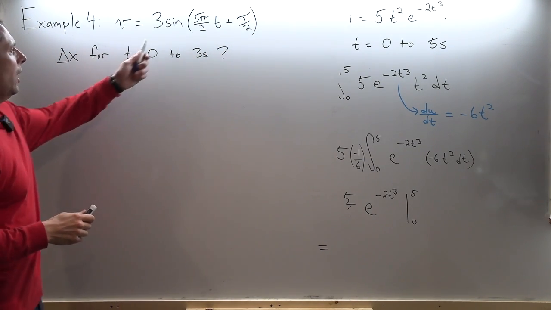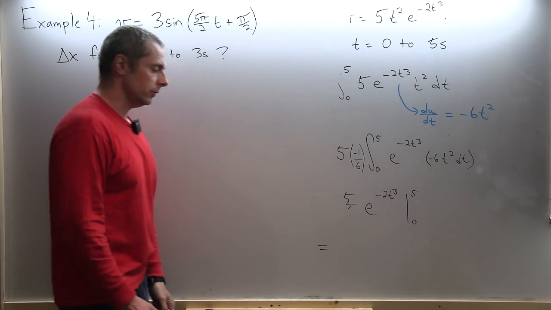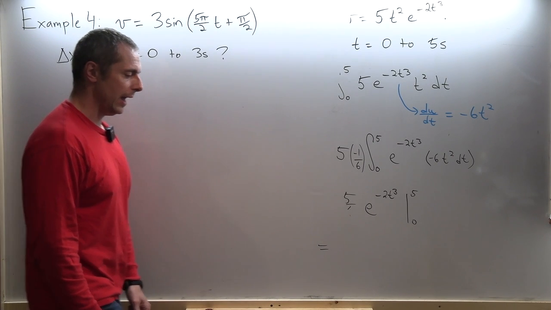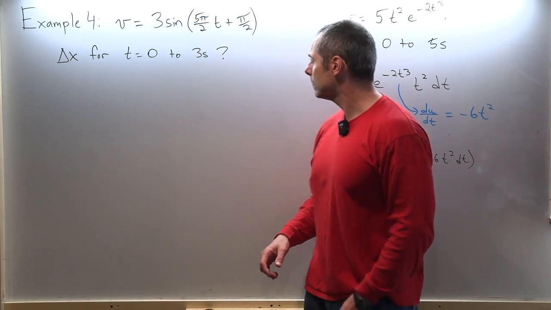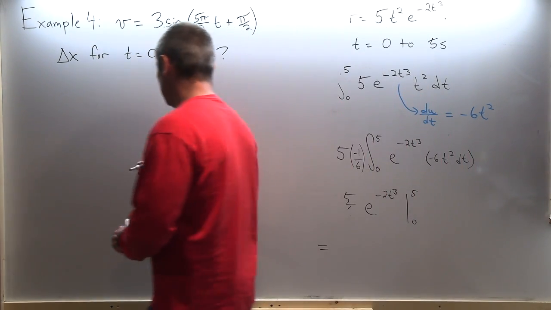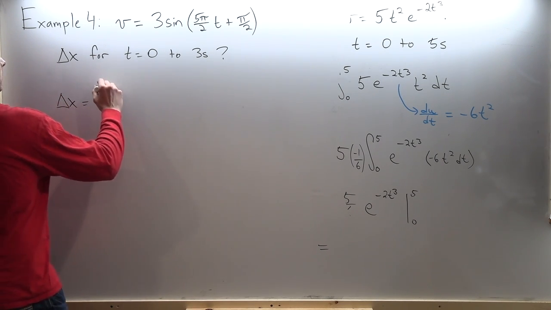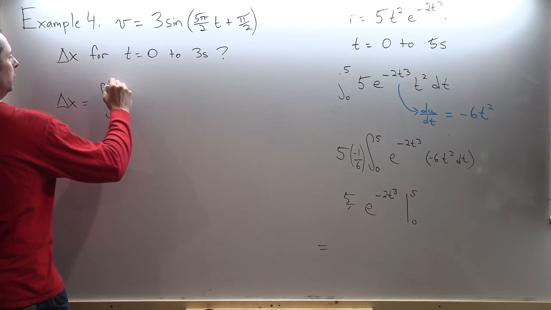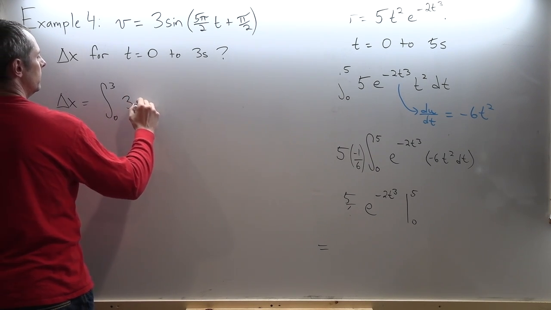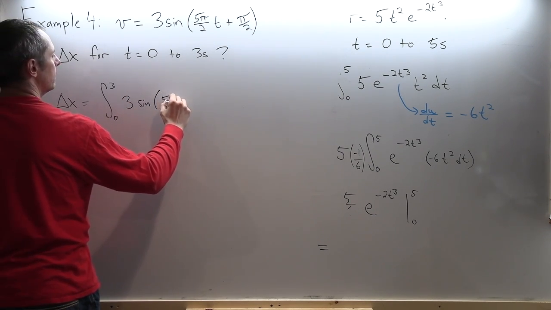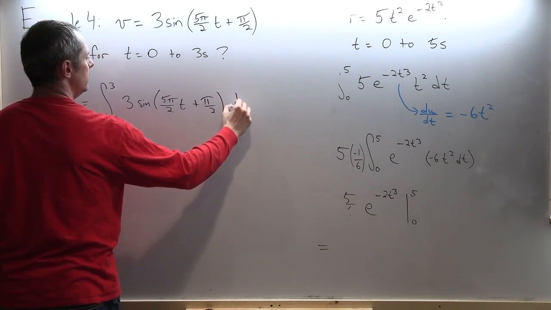So there's the question. This object has a velocity that oscillates between +3 and -3. So it's doing this simple harmonic motion, back and forth, forward and backwards, oscillating like this. Okay? So the displacement for 0 to 3 seconds, for reasons I explained right at the beginning, it's the integral of v dt.